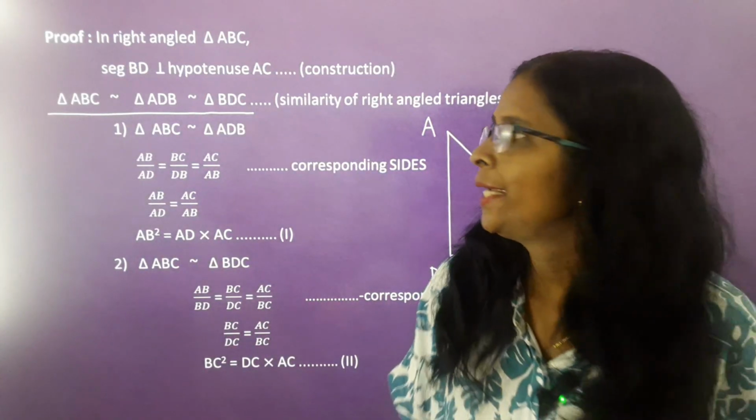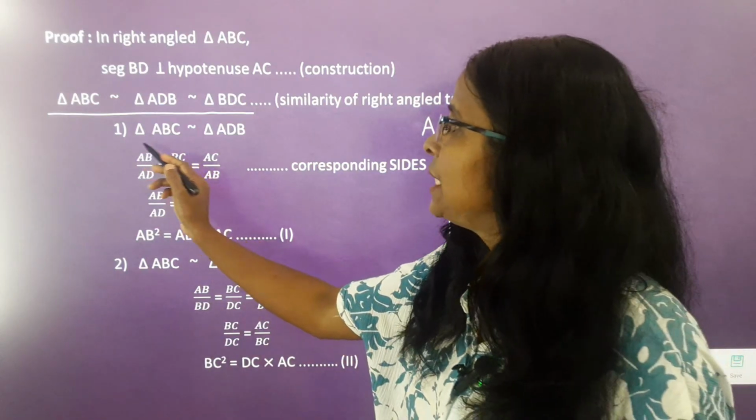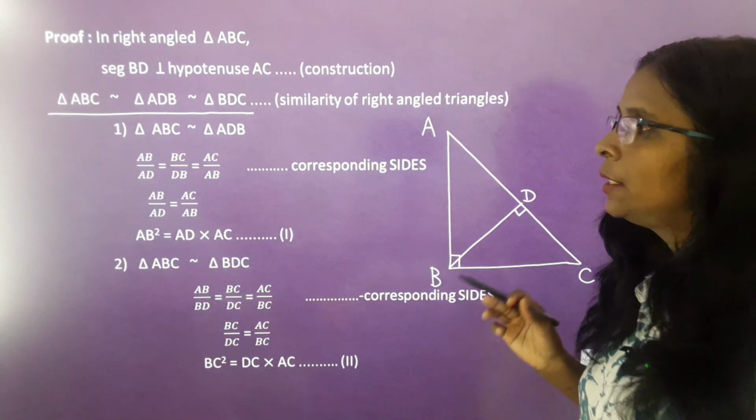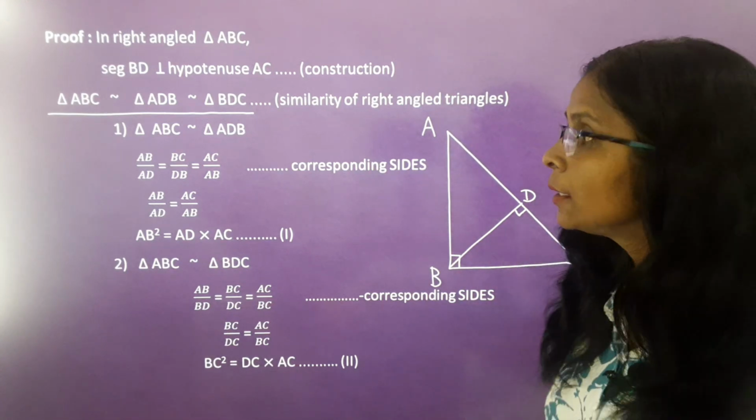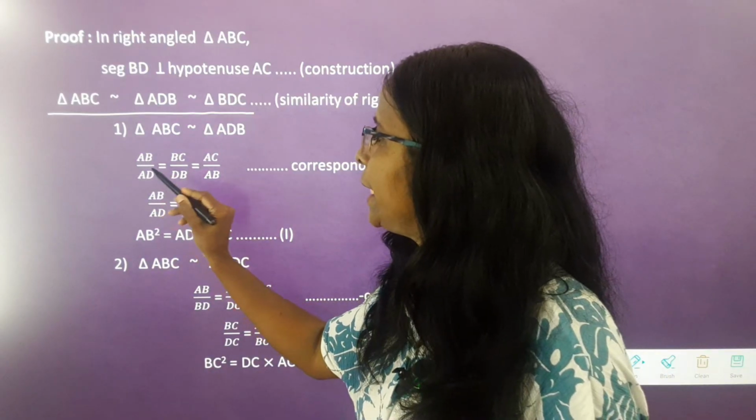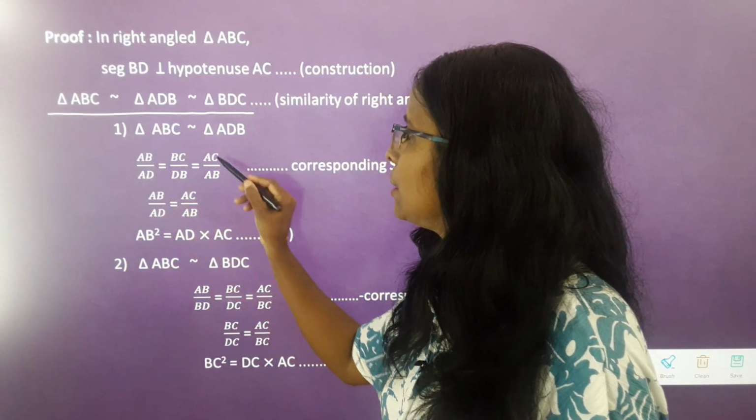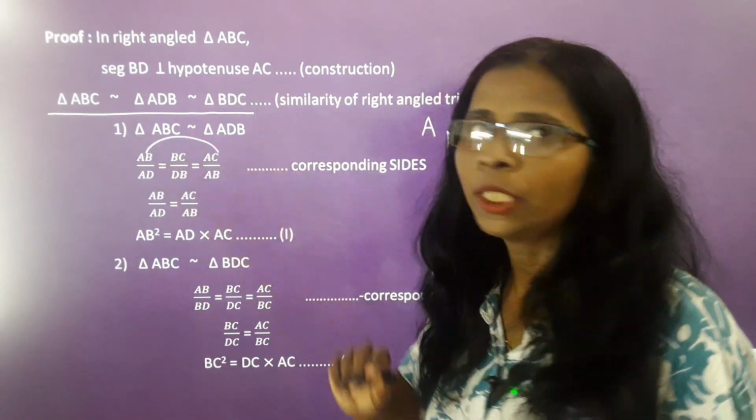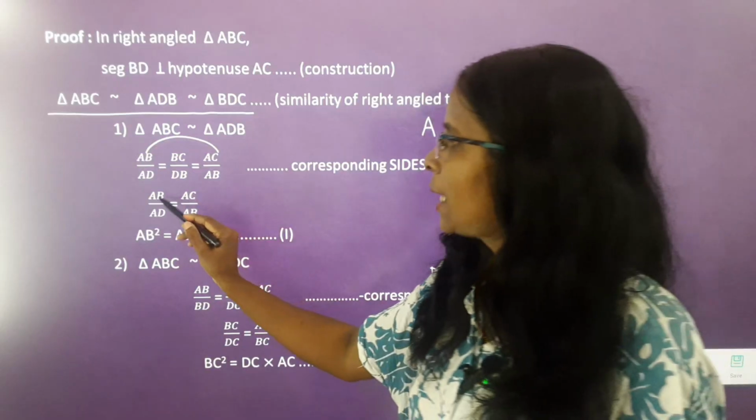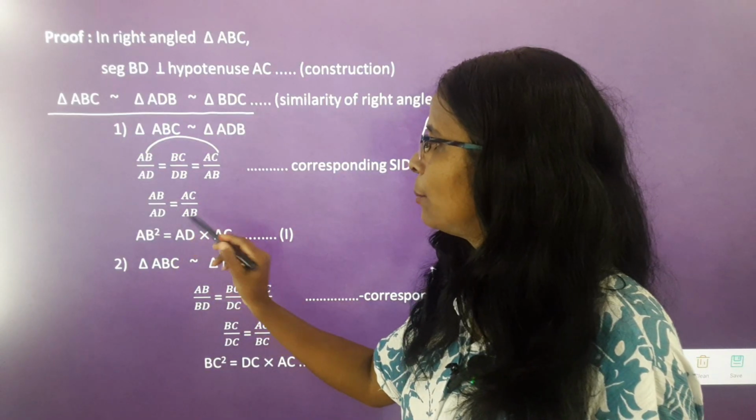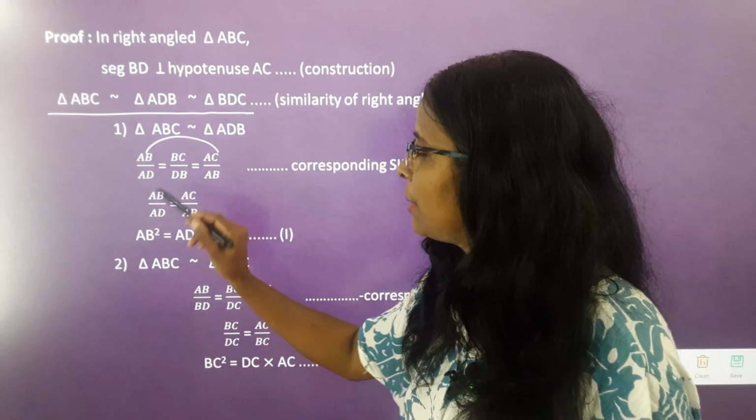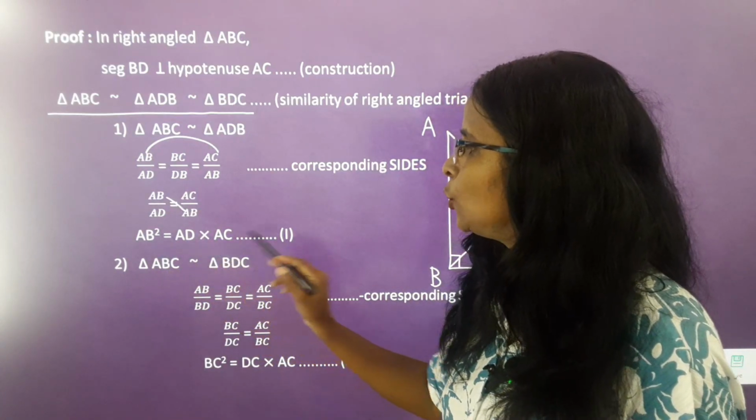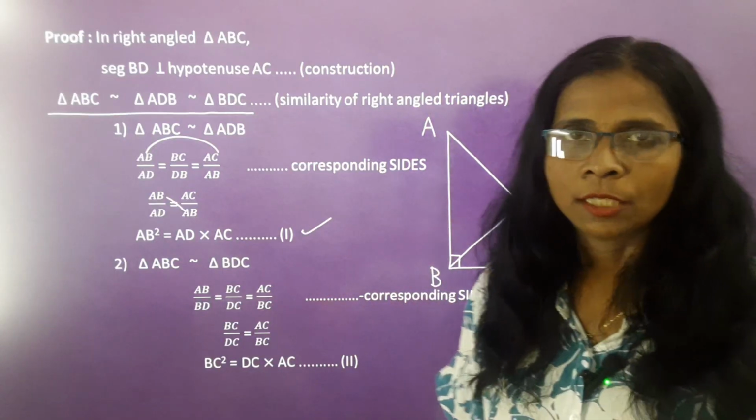Now here take these two triangles, triangle ABC similar to triangle ADB. That's why we can say that the ratios of the corresponding sides are equal. That means AB upon AD is equal to BC upon DB is equal to AC upon AB. Now we choose only the first one and the third one, that is AB upon AD equals AC upon AB. By cross multiplication, AB into AB, that is AB square, is equal to AD into AC, and call it the first equation, students.